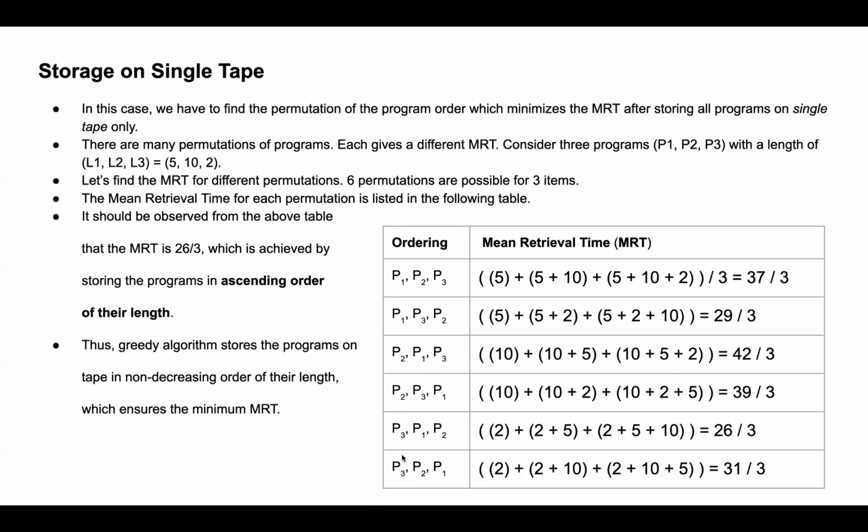Okay. Next is P3, P1 and P2. This is the sequence. For P3 it will take time 2. Then for P1 it will take time 2 plus 5, that is 7, plus P2 will take 2 plus 5 plus 10, which is 17, and 17 plus 7 is 24, plus 2 is equal to 26 divided by 3.